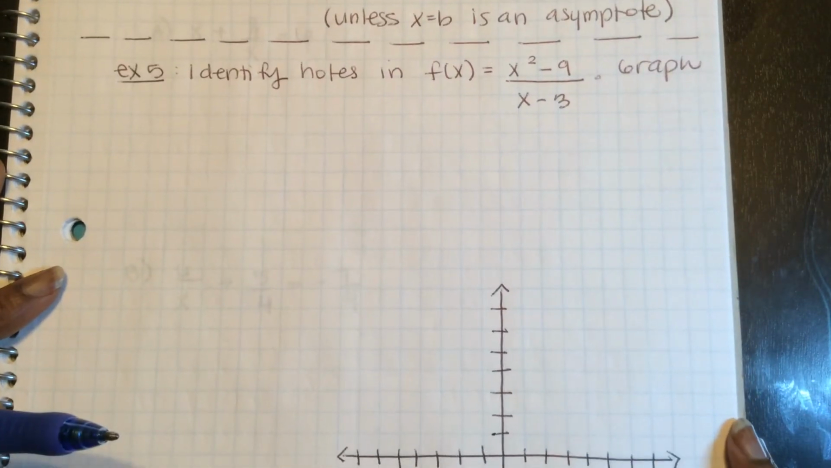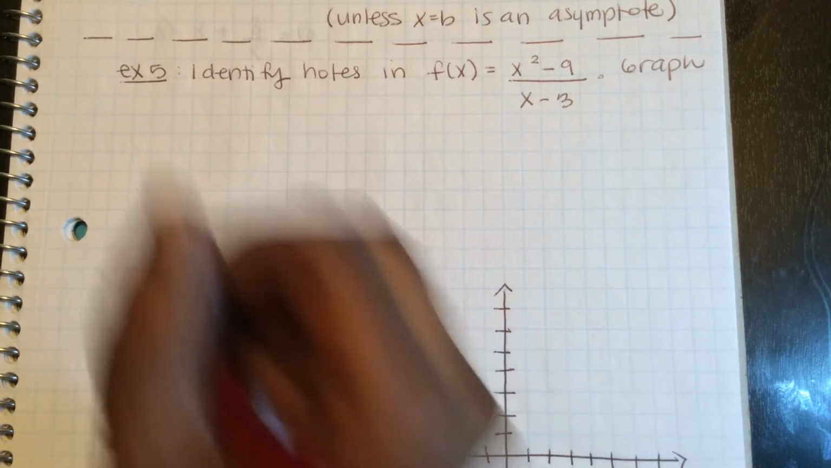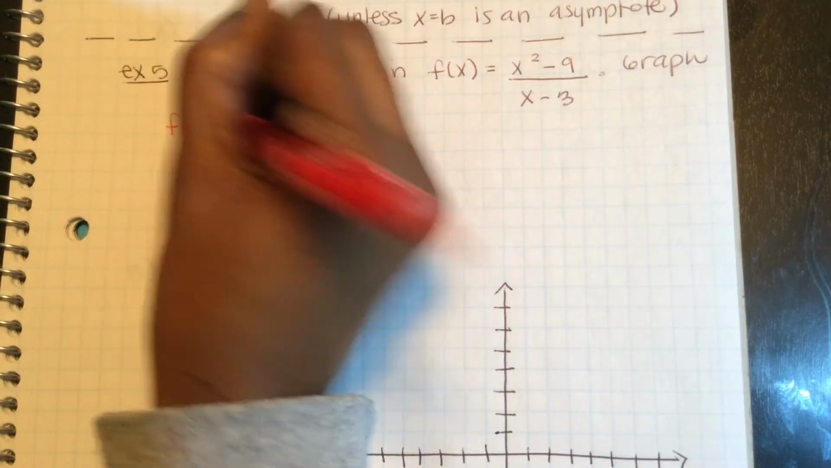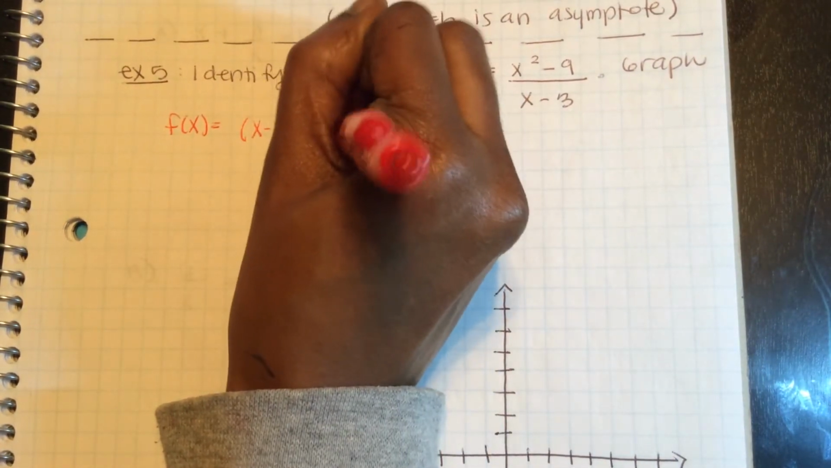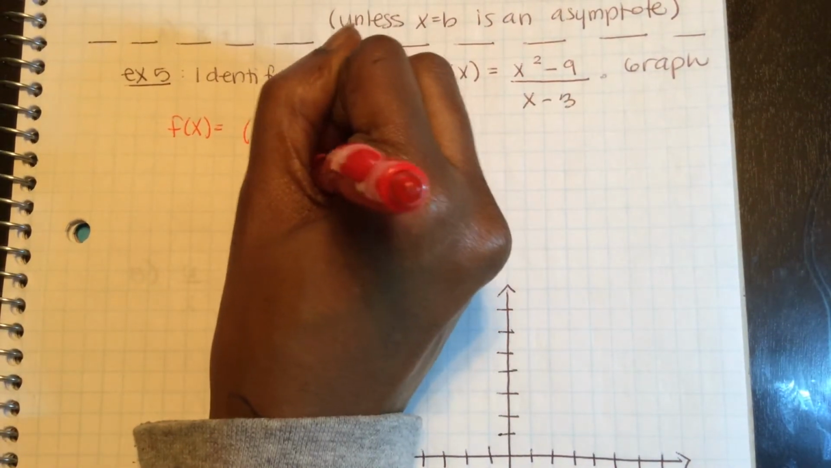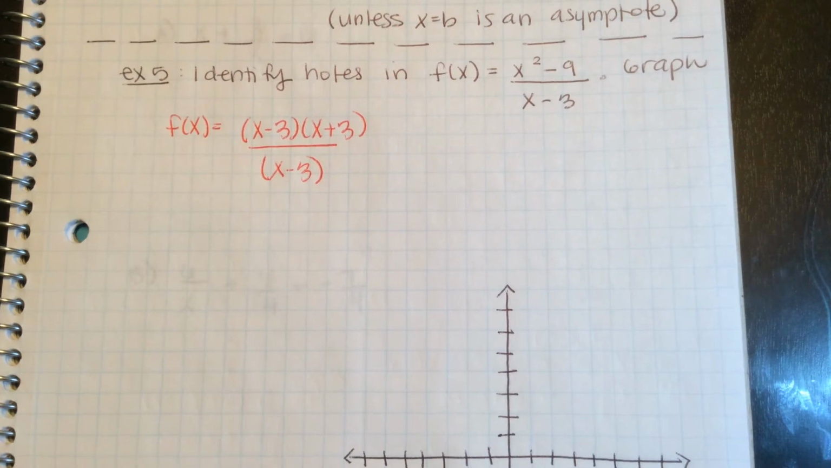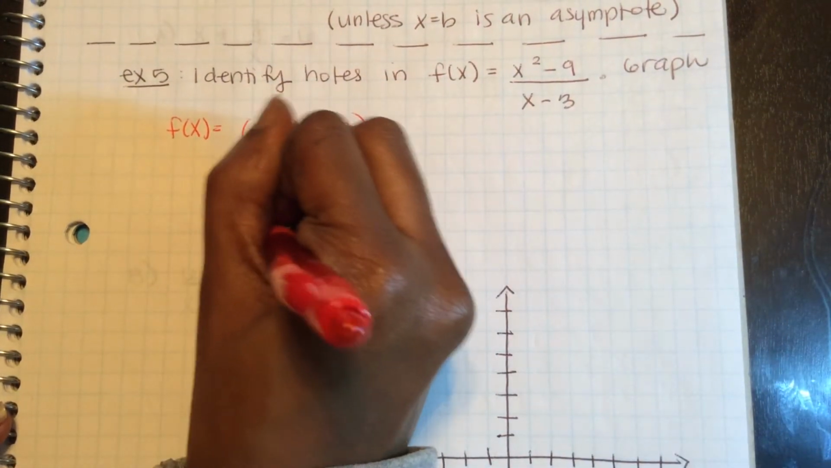Here's example 5 for section 8-4. We want to identify the holes in f of x equals x squared minus 9 over x minus 3, and then graph. So x squared minus 9 factors to be x minus 3 times x plus 3 with difference of squares, and my denominator is also x minus 3. So, therefore, these cancel out, and my hole is at x equals 3.